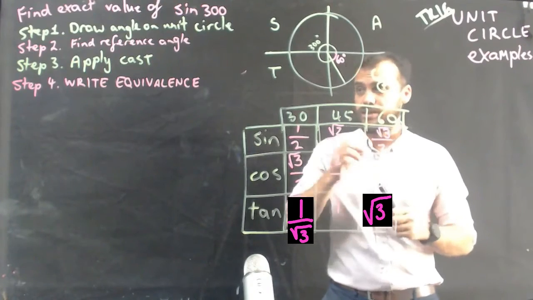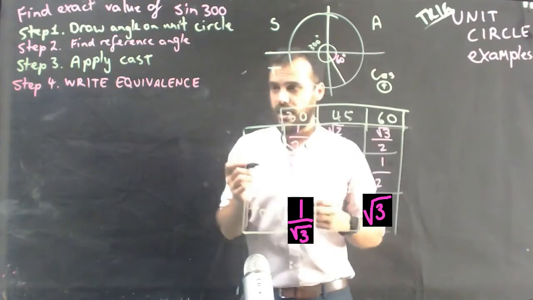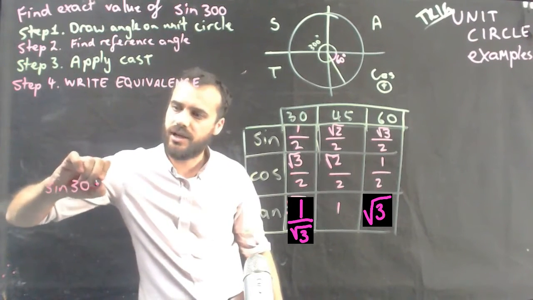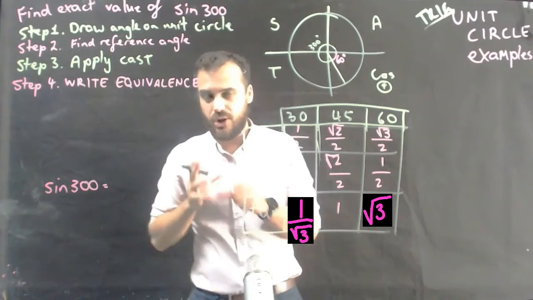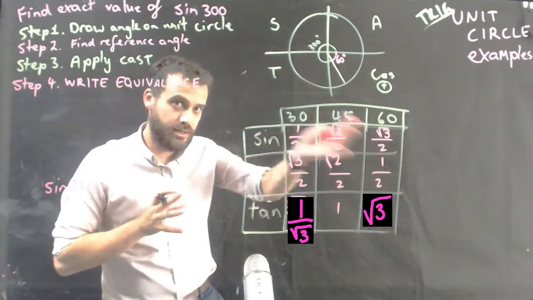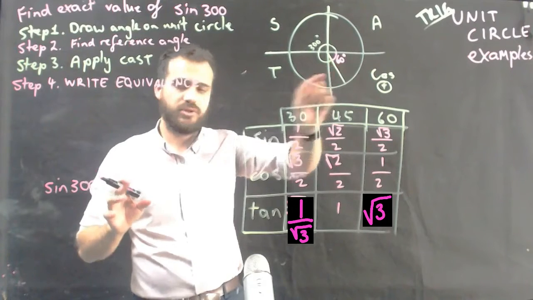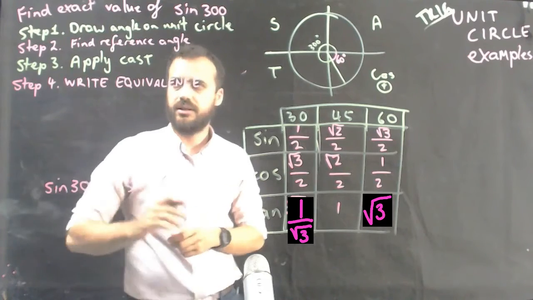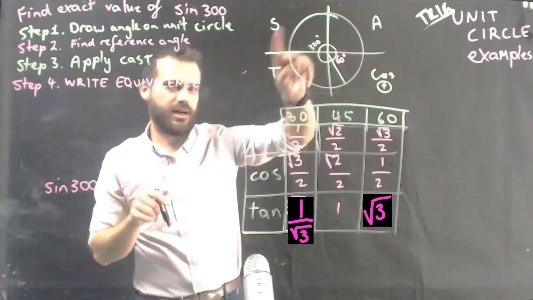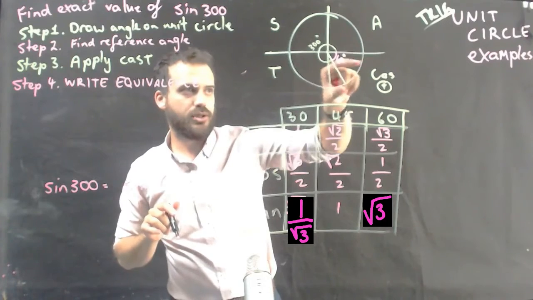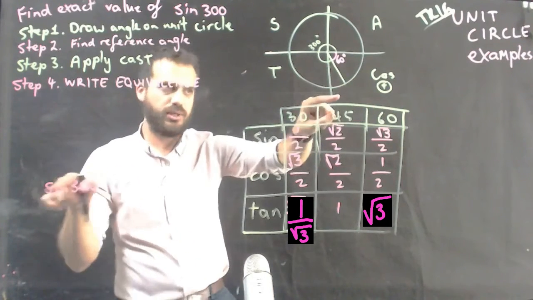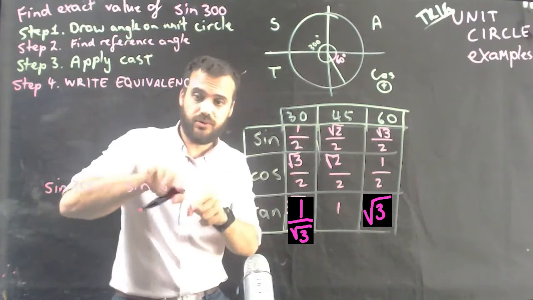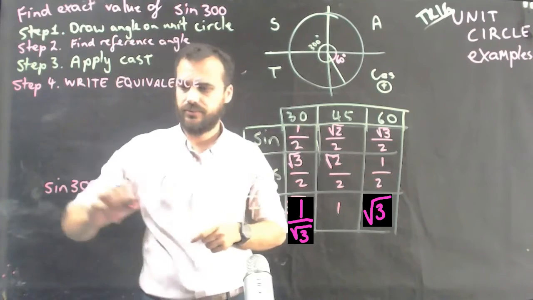Step 4 is to write our equivalence. By that I mean, okay, I know what I'm trying to find. I'm trying to find sine 300. What's sine equivalent to in here? Well, we know what our reference was. It was 60. So we know that sine 300 is going to be equal to sine 60. Step 3, we have to apply CAST. Now we know we're in the cos quadrant, so cos is positive, but we're not doing cos, we're doing sine. So sine 300 must be equal to this, but negative.